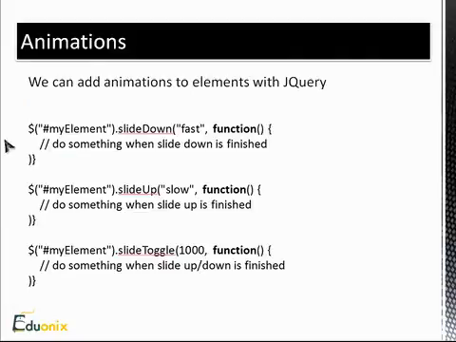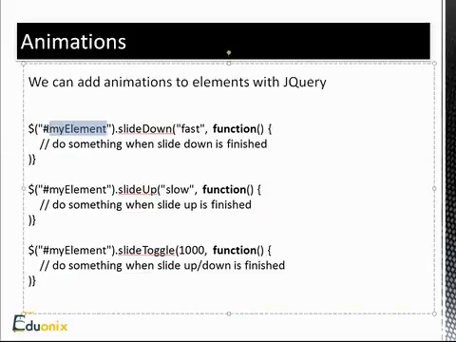Animations. We can add animations to elements with jQuery. Here's an example. We're saying the element with the ID of myElement, we're going to say slideDown. So that's going to make something slide down, and that takes a parameter, or a few parameters, the first being the speed. We can use a numeric value, or we can actually use keywords like slow or fast, and then the next parameter is the actual function that we want to happen when the slide is finished. And here we have the same thing, except it's slideUp, and we also have slideToggle.